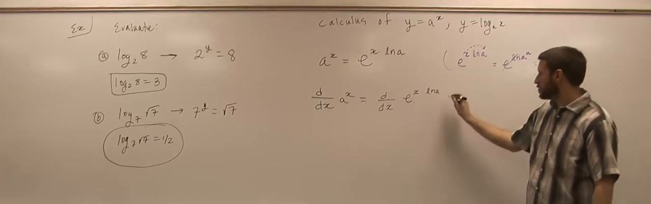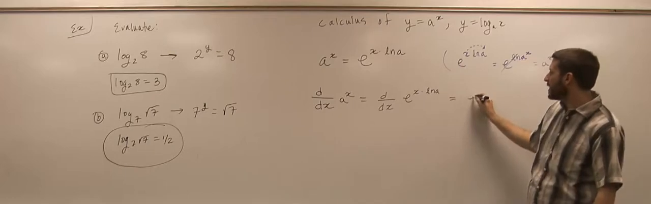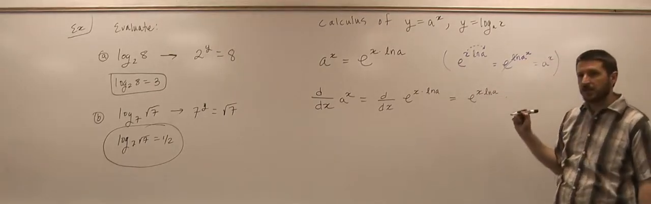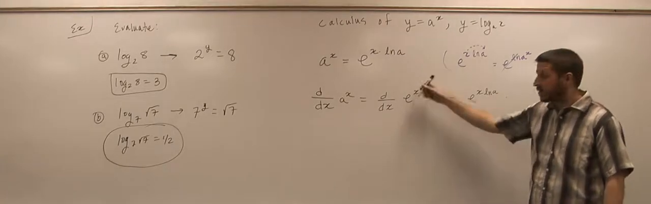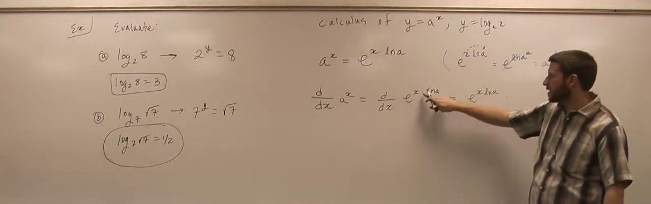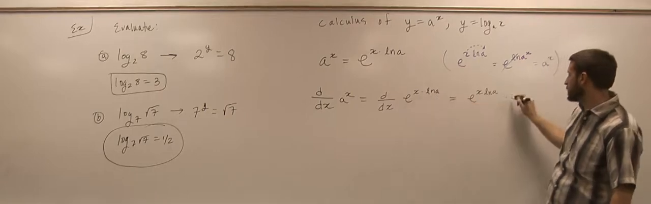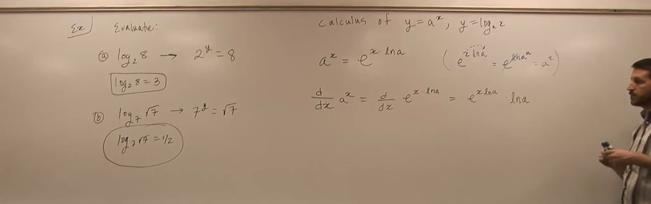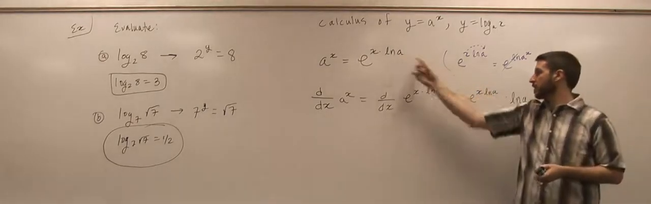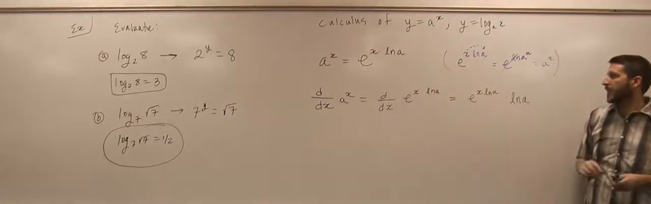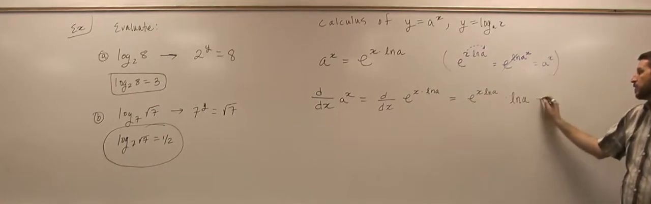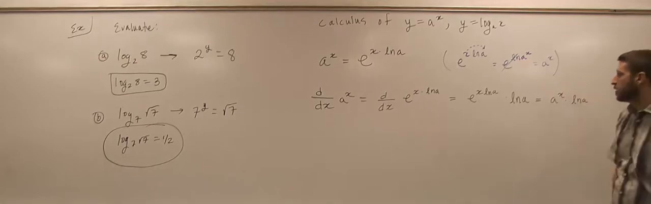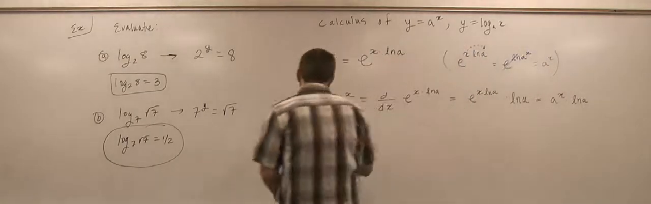e to the x. So the derivative of e to the x ln a is e to the x ln a, but then times the derivative of the inside, ln a, right? Because this is just x times a constant. So the x goes to 1 and the constant stays. But this e to the x ln a is equal to, yes, a to the x.